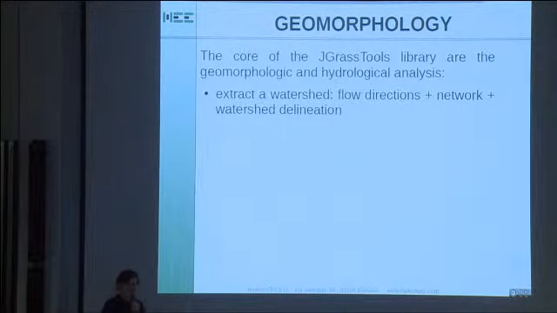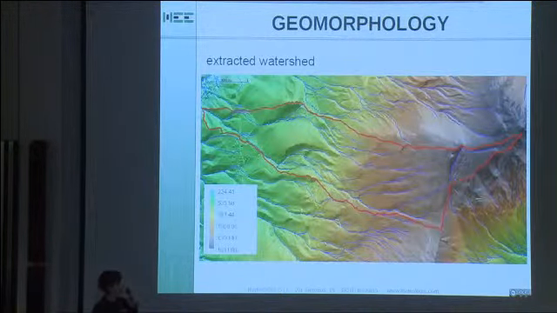Last but not least, there is the most important package. We started with this package. It is the package on geomorphology. We have all the tools to extract a watershed from evaluation of the flow direction, the network extraction, and the watershed delineation. Like in this case, we extract the network, and this is the basin, the watershed.